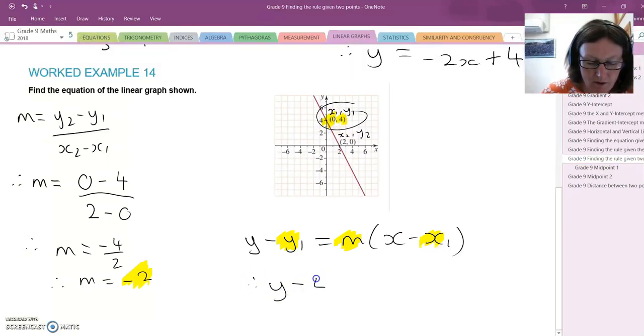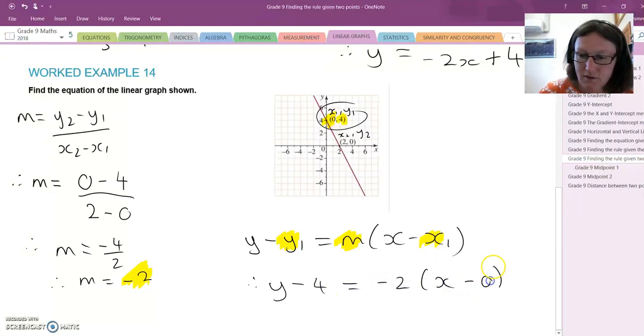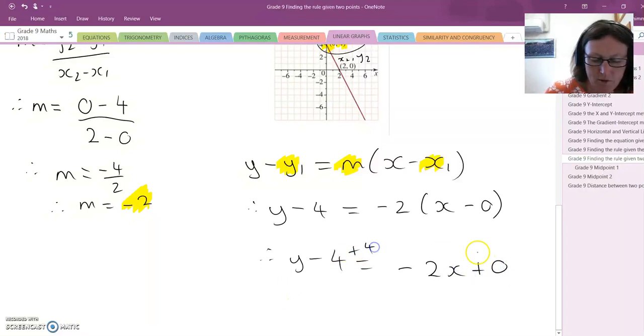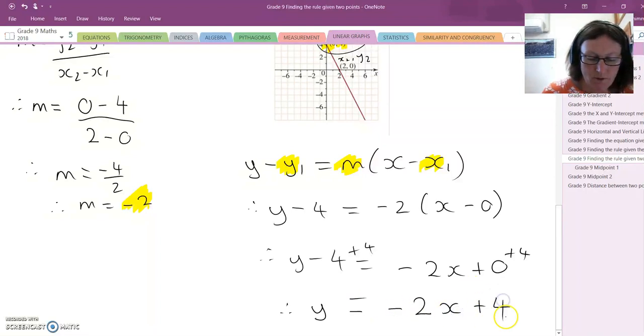So it's y subtract 4 is equal to negative 2(x subtract 0). Expand my brackets. So y subtract 4 is equal to negative 2x plus 0. Add my 4 to both sides. Just left with y on the left hand side is equal to negative 2x plus 4.